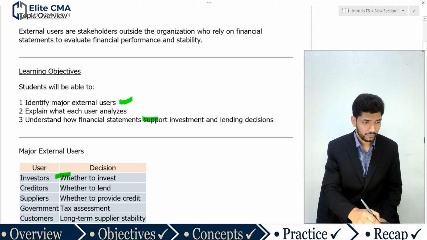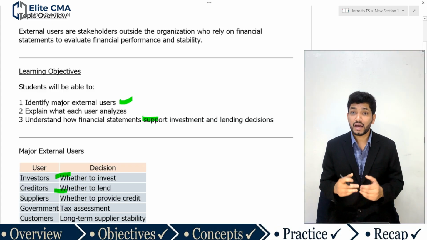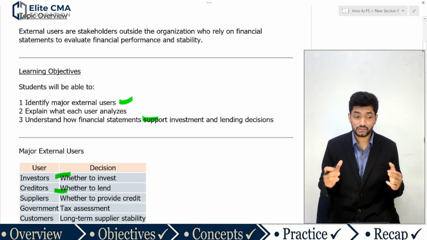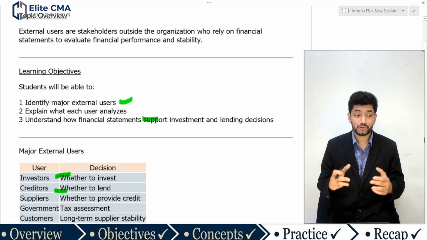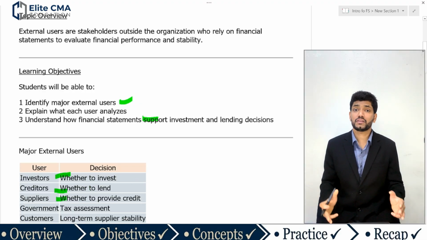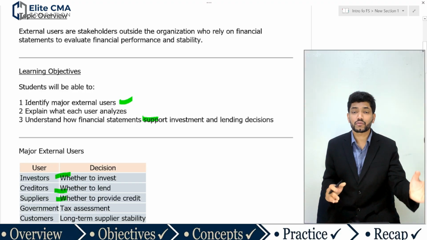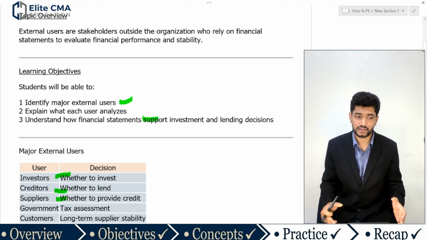Then the creditors. Creditors are those who want to lend to this company or not. They normally assess the liquidity and overall financial performance of the company to see whether it is a financially stable company, and whether they want to lend or not. For the suppliers, they are very interested in the company's financial record to see whether to provide credit to this company, and what the risk level is of providing the credit.